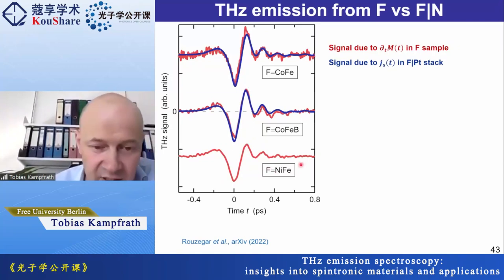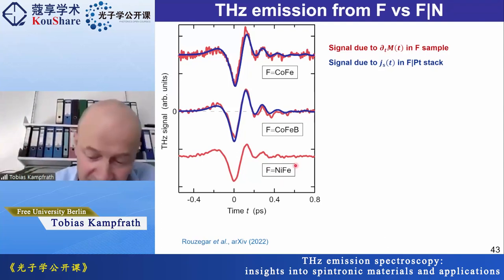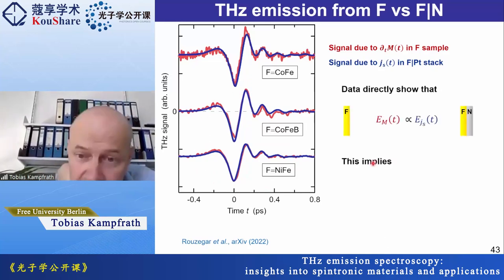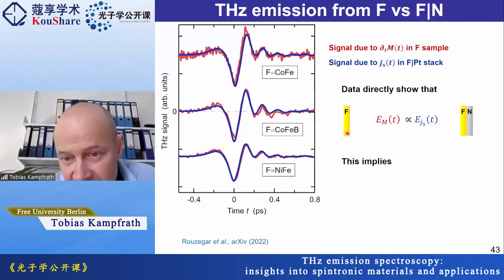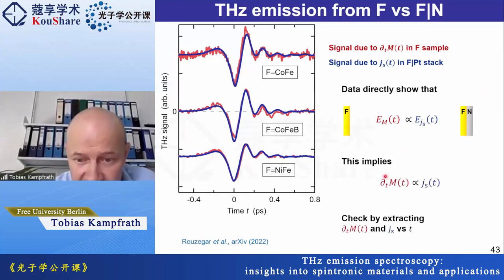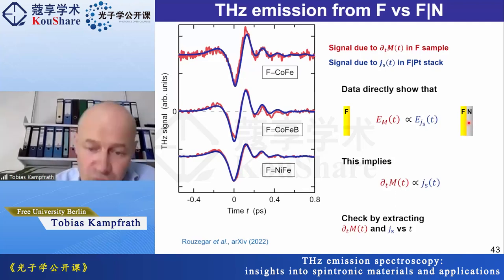Okay, now let's see what the signal from the nickel iron, now with platinum on top, looks like. And you see, again, the waveforms are the same, even though the time dynamics is very different to the other ferromagnets. And this is remarkable because it means the following. It means that the electric field of the terahertz pulse behind just a ferromagnetic layer has the same dynamics like the electric field of the spin current emission from this two-layer stack. And this basically implies that the rate of change of the magnetization in the single ferromagnetic layer has the same temporal dynamics like the spin current in the two-layer sample.